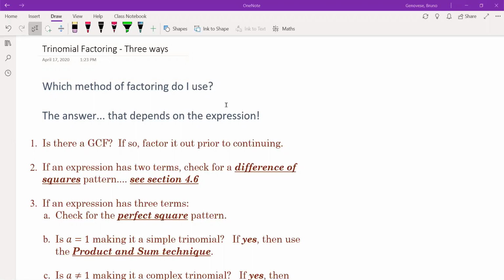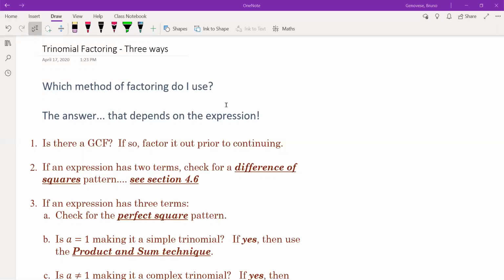So the first thing you always consider is, is there a greatest common factor? If there is, then you must consider removing it out of the expression, or factoring it out, prior to continuing. If it has only two terms and it doesn't have a greatest common factor, then you'll have to see if it fits a special pattern that is covered in section 4.6. We have to take a look at that. Also, if it has three terms, then it could be a perfect square pattern, which again appears in section 4.6.